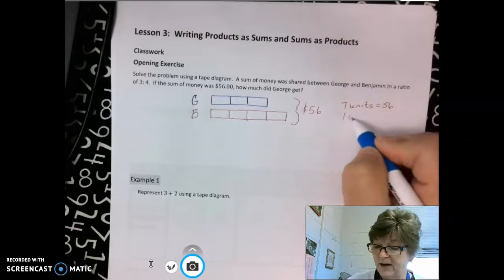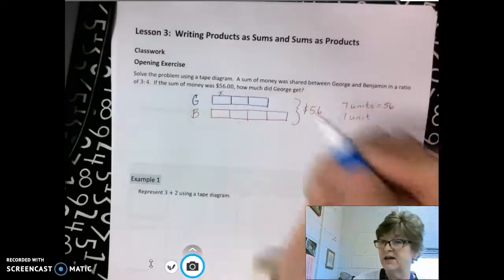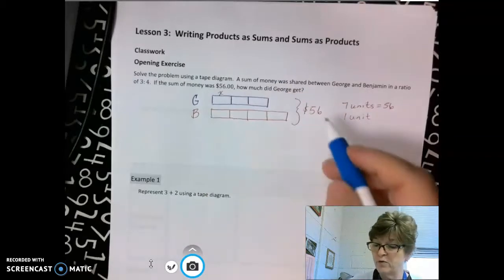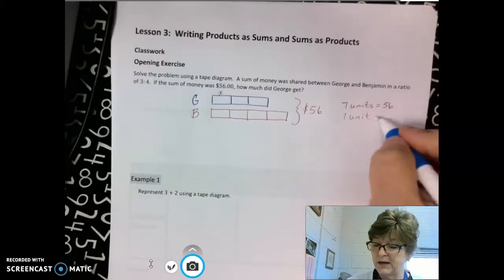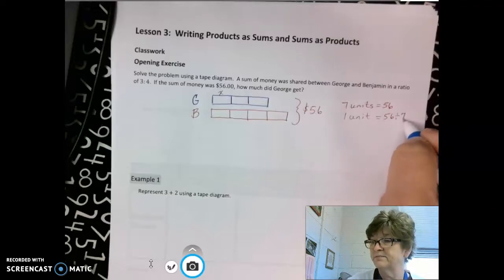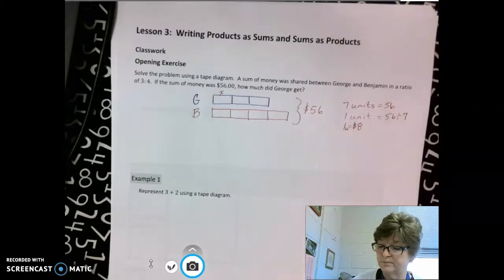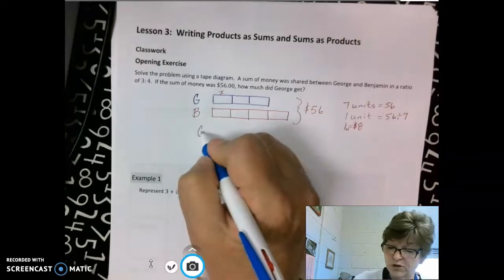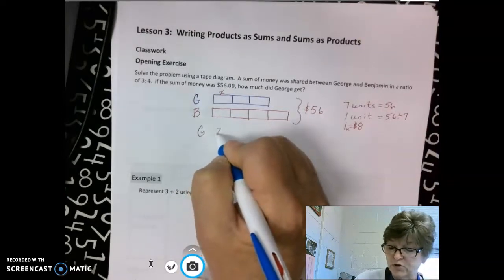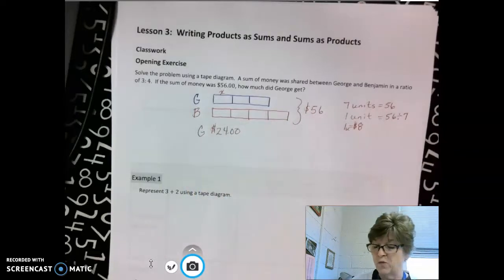So what is the value of 1 unit? I'm going to label this x because it's unknown. So the value of 1 unit would be equal to 56 divided by 7. So 1 unit is equal to $8. So how much does George have? George has 24, or received $24.